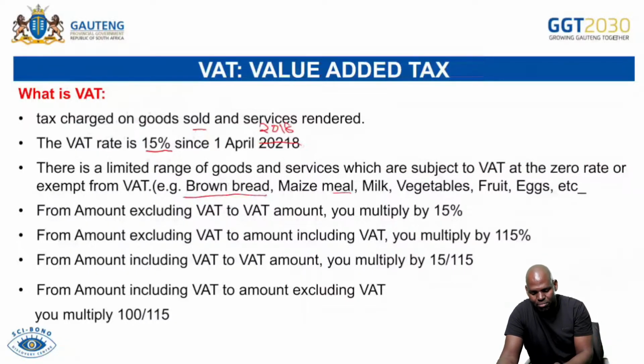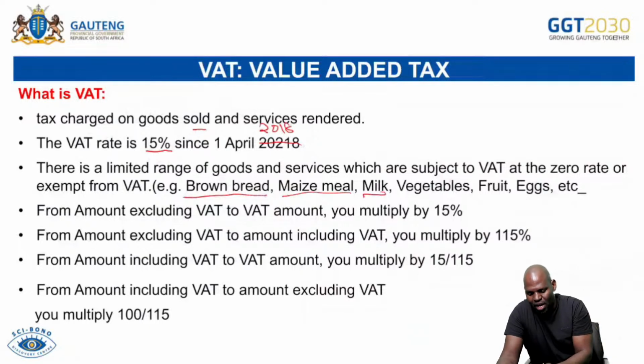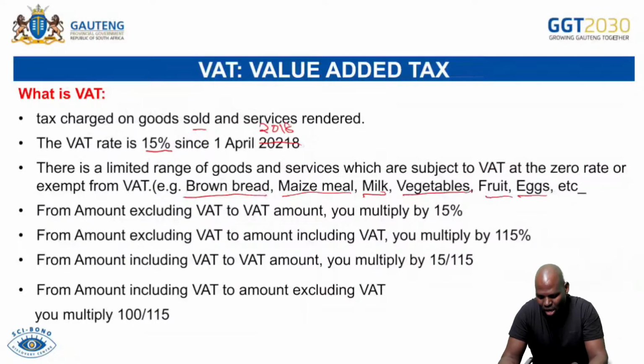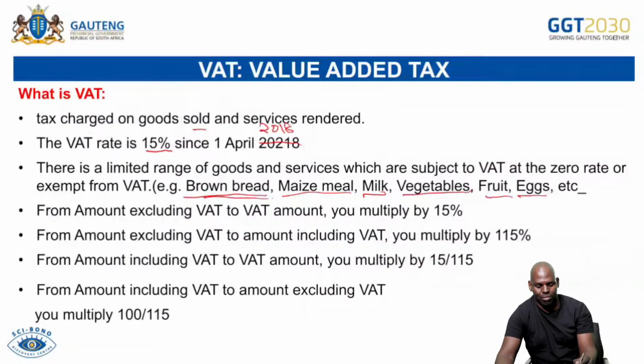If you buy maize meal, if you check your till slip, you'll see there isn't supposed to be any VAT charged there. Milk, any vegetables, fruit, eggs, and other items that I'm not going to mention now because there's actually a lot of them. Those items are not charged VAT.